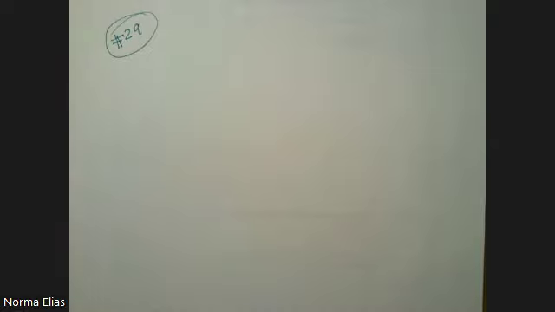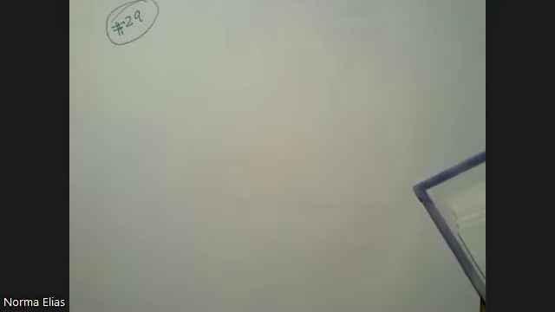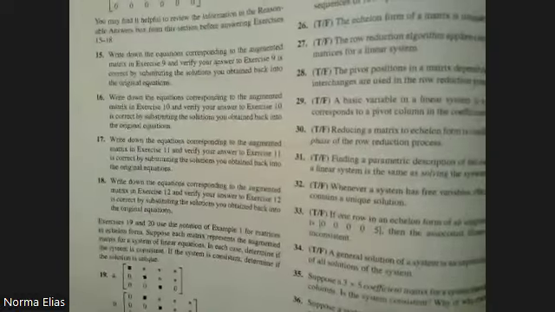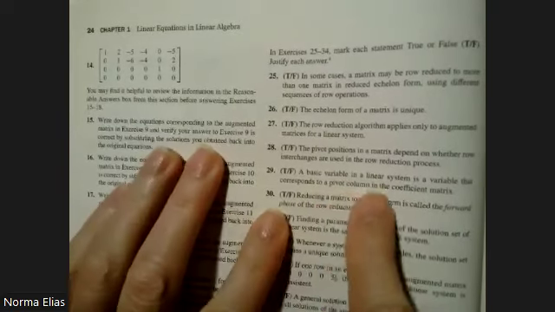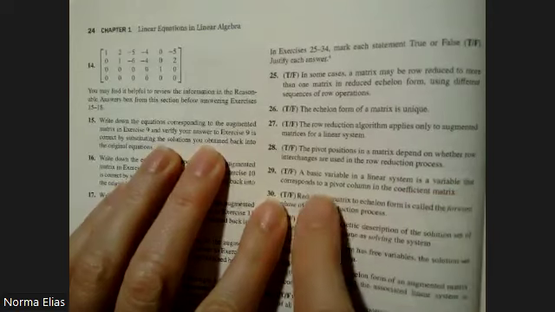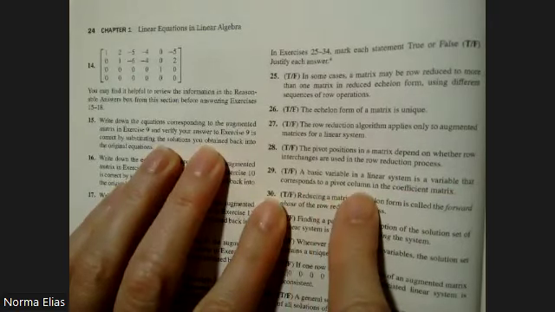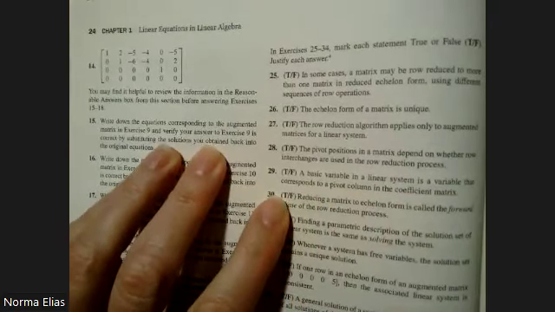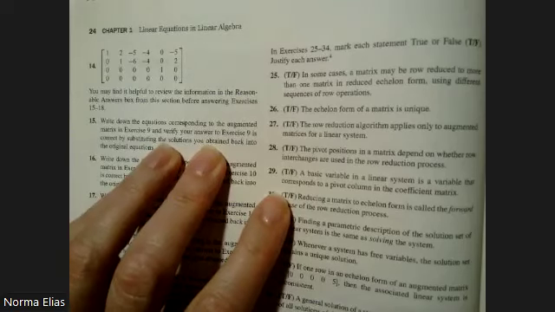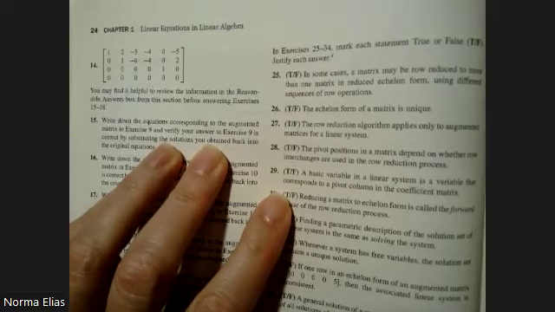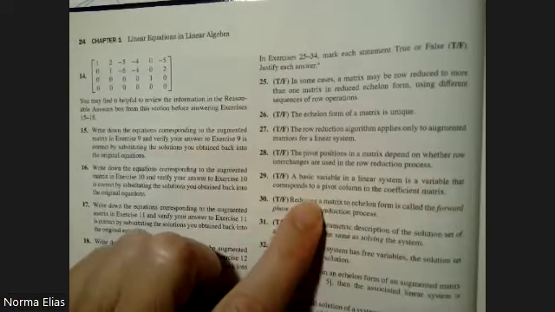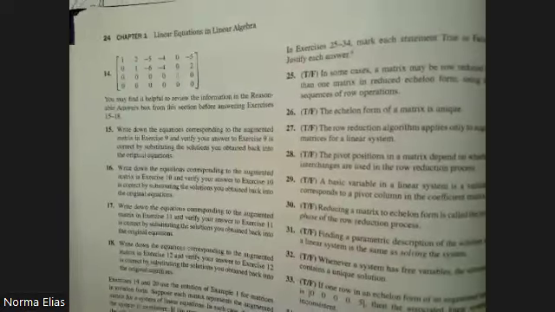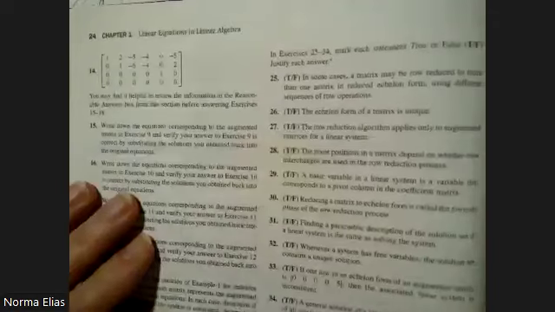All right. Number 29, the question is: a basic variable in a linear system is a variable that corresponds to a pivot column in the coefficient matrix. The answer is yes, there is nothing to justify here, just by the definition itself, by the way we did things. A basic variable corresponds to a pivot column, which is absolutely true. Okay, number 42.